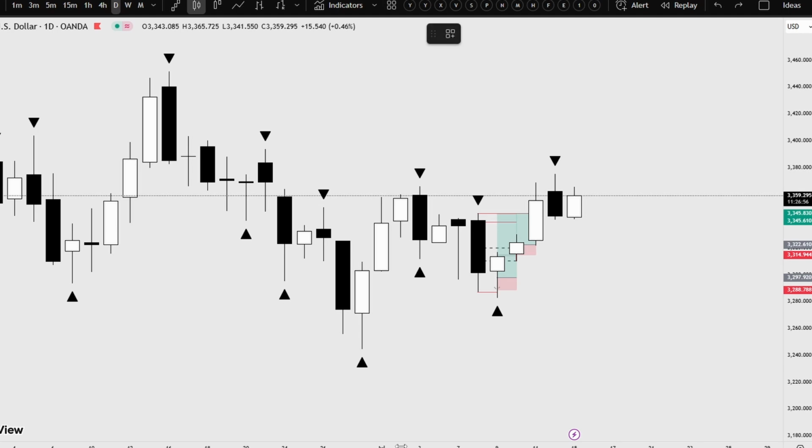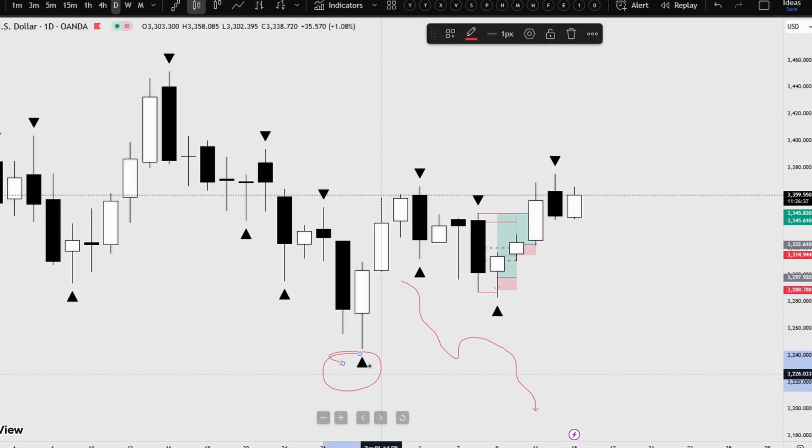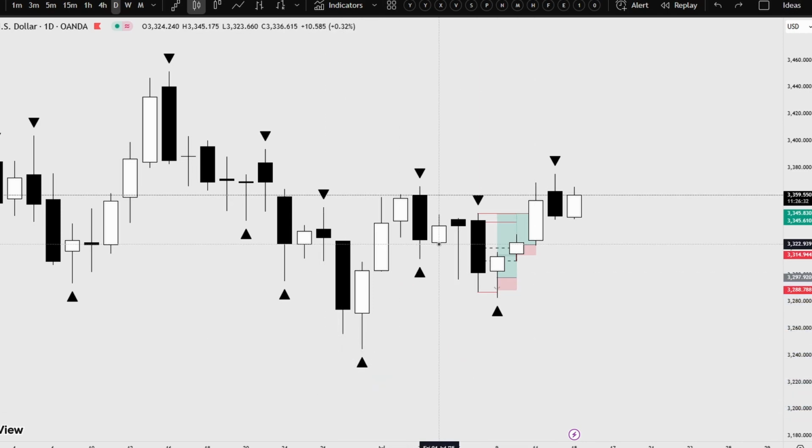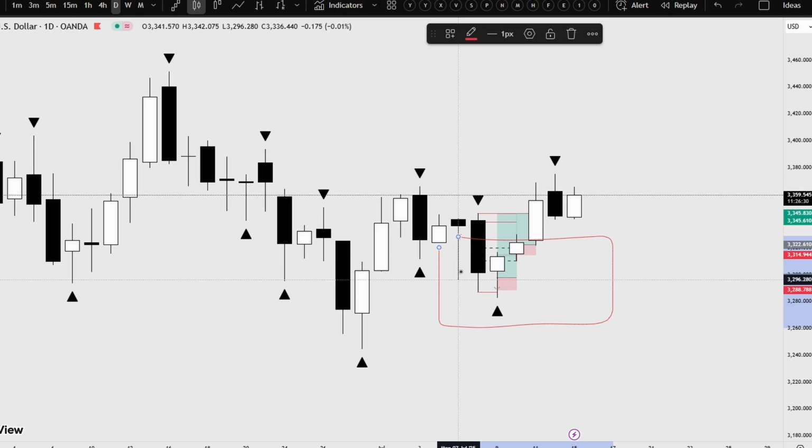Why? Because it's actually rather simple. My bias for the long setup would be invalidated if we start trending much lower, meaning below this fractal. So as long as I see some particular setup in this area, I would still consider taking a trade.